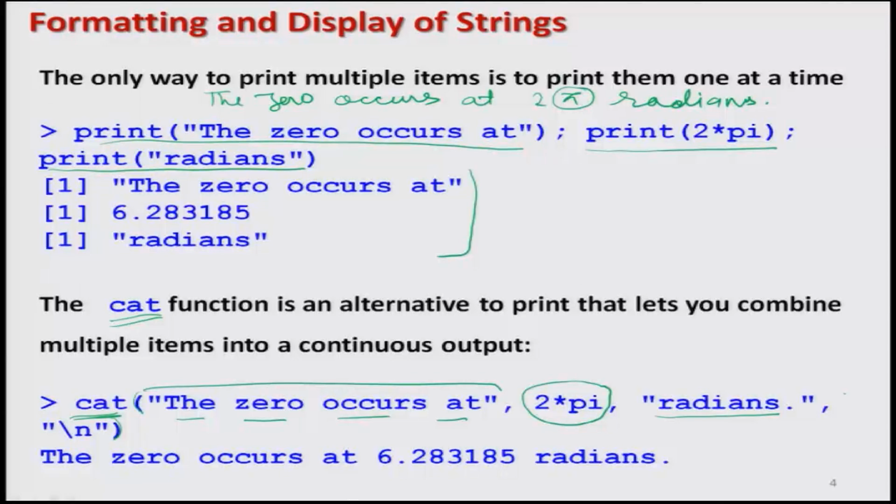Once I do it here, I want to have a next line. That means after this radians, I want the outcome to break here and the control to come to the next line. So, for that I use the command \n. So, let us try to execute it and see what happens.